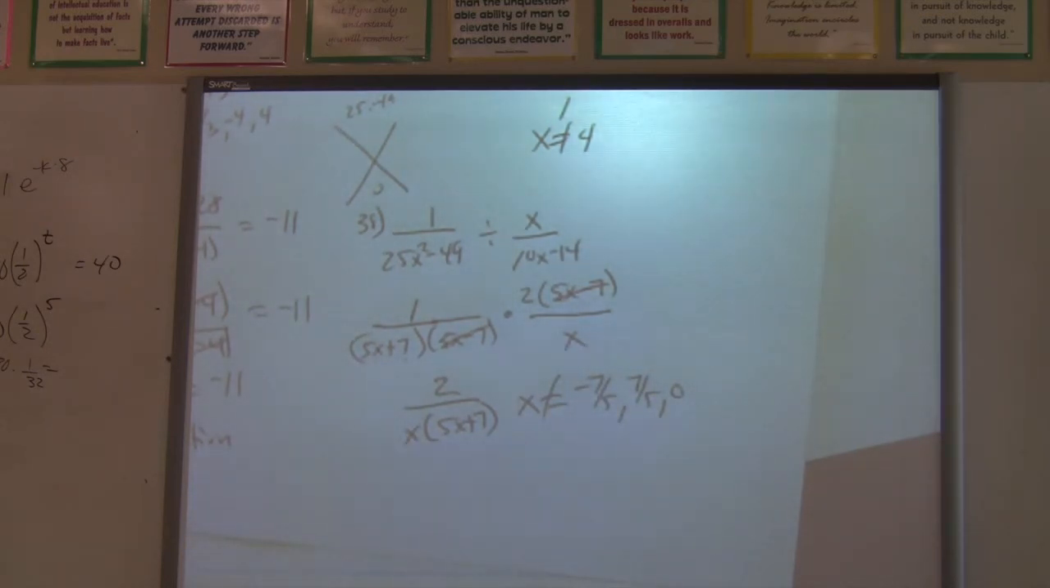So hopefully this has helped you to be able to see how to do those. Be careful, make sure you factor completely, and then cancel. Once you factor, it works pretty easy. It's the factoring that causes problems. So hopefully this helped.